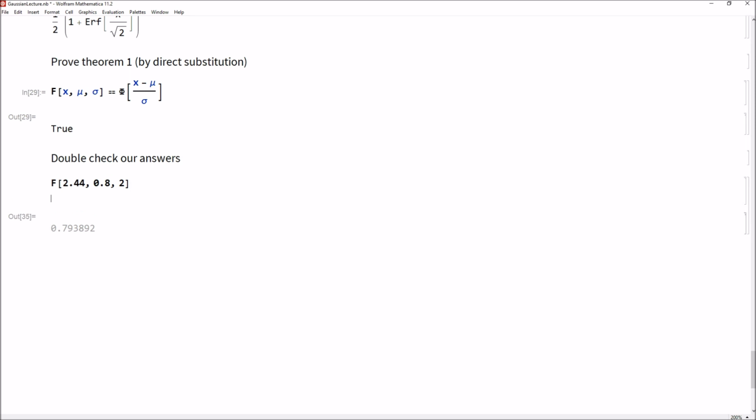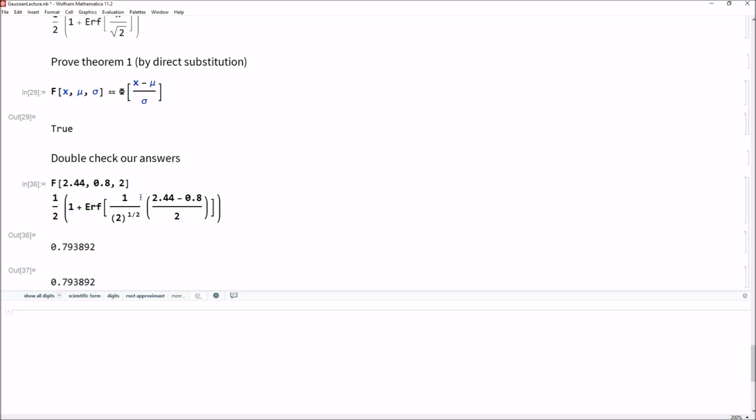And we said that via Theorem 1, this is the exact same thing as 1 plus the error function of 1 over root 2 times the value of interest minus 0.8, the mean, and all of this over the standard deviation. So this should be the same thing. Yes, and there we go.